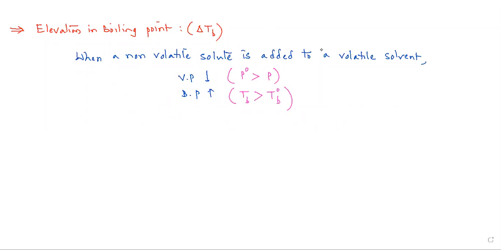Now this difference, just like the difference of these two, that is P naught minus P, is called lowering of vapor pressure. In this case, the difference of these two, that is TB minus T naught B, is called delta TB. Now this of course can be given as delta VP, I mean difference in the vapor pressure. Just like that, here it is delta TB.